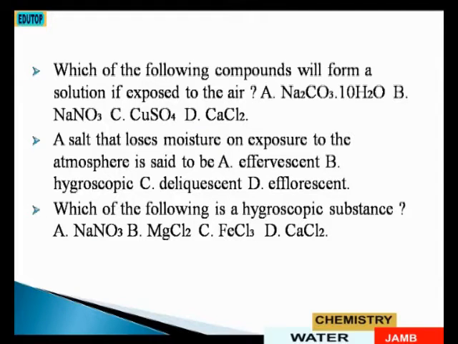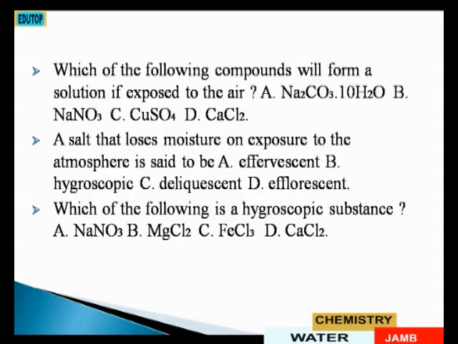Then the next question, question 3, which of the following compounds will form a solution if exposed to the atmosphere? A compound that will form a solution when exposed to the atmosphere will definitely undergo what? Deliquescence.